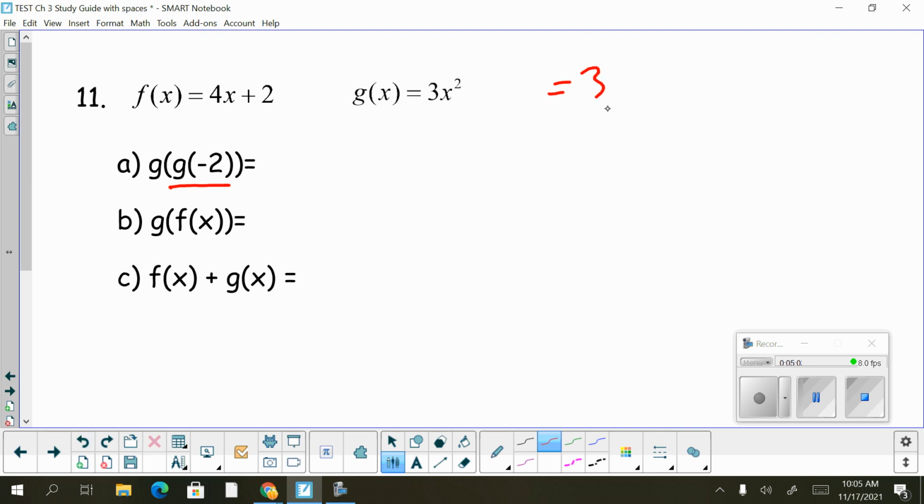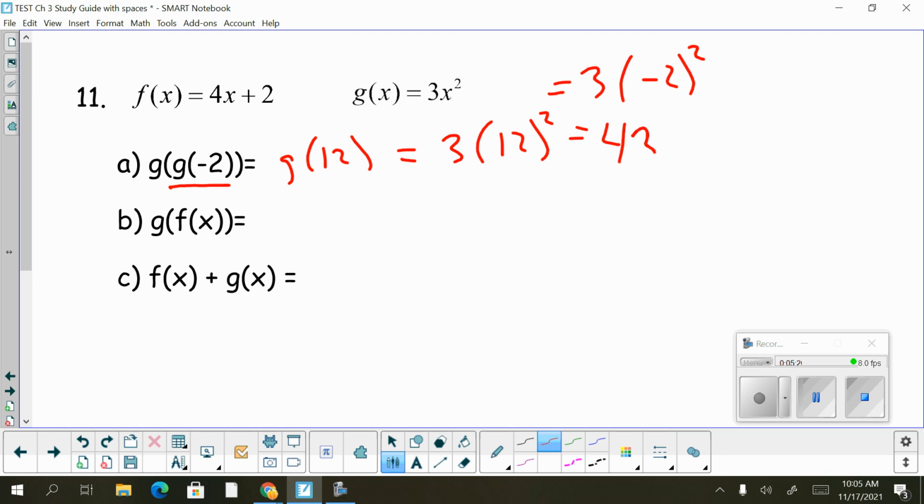3 times negative 2 squared would be 3 times 4, so that's 12. So my intermediate answer is 12. But now I still need to do another g of 12. So I'll be putting a 12 in for x. That's 3 times 144, which is 432.